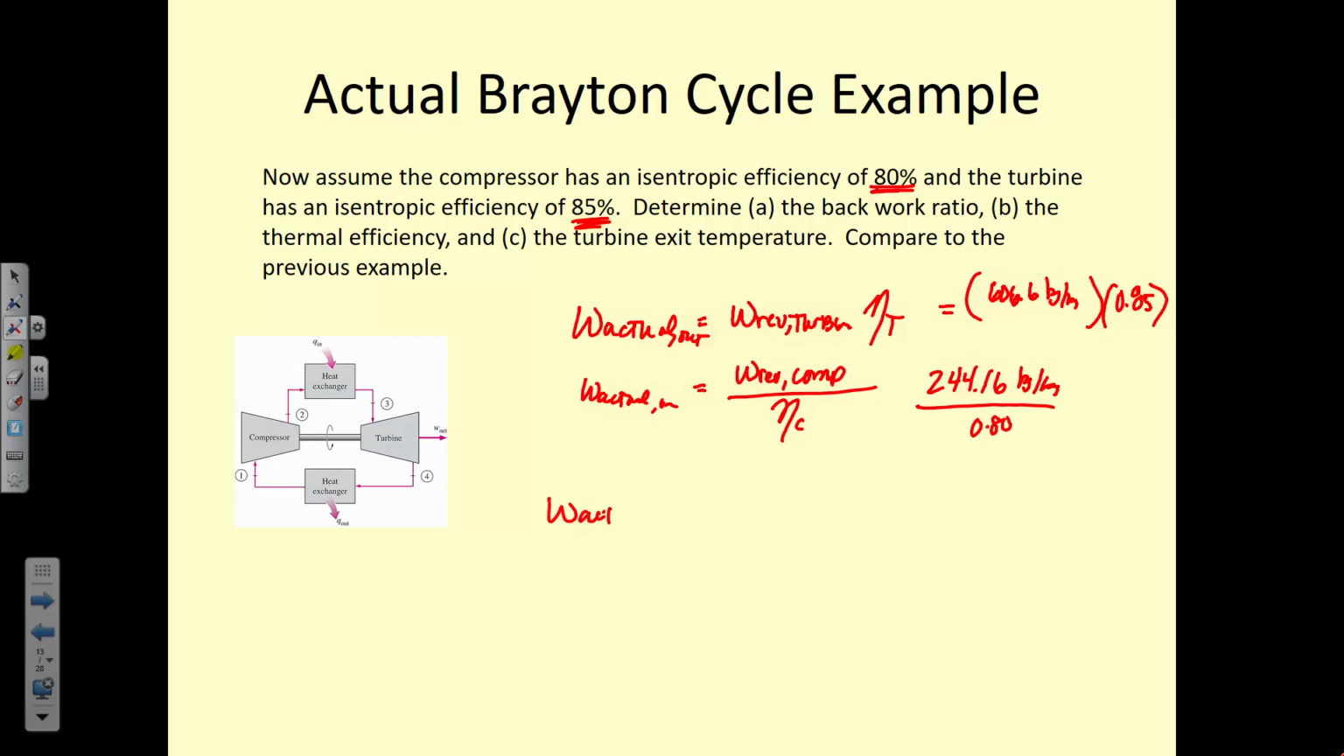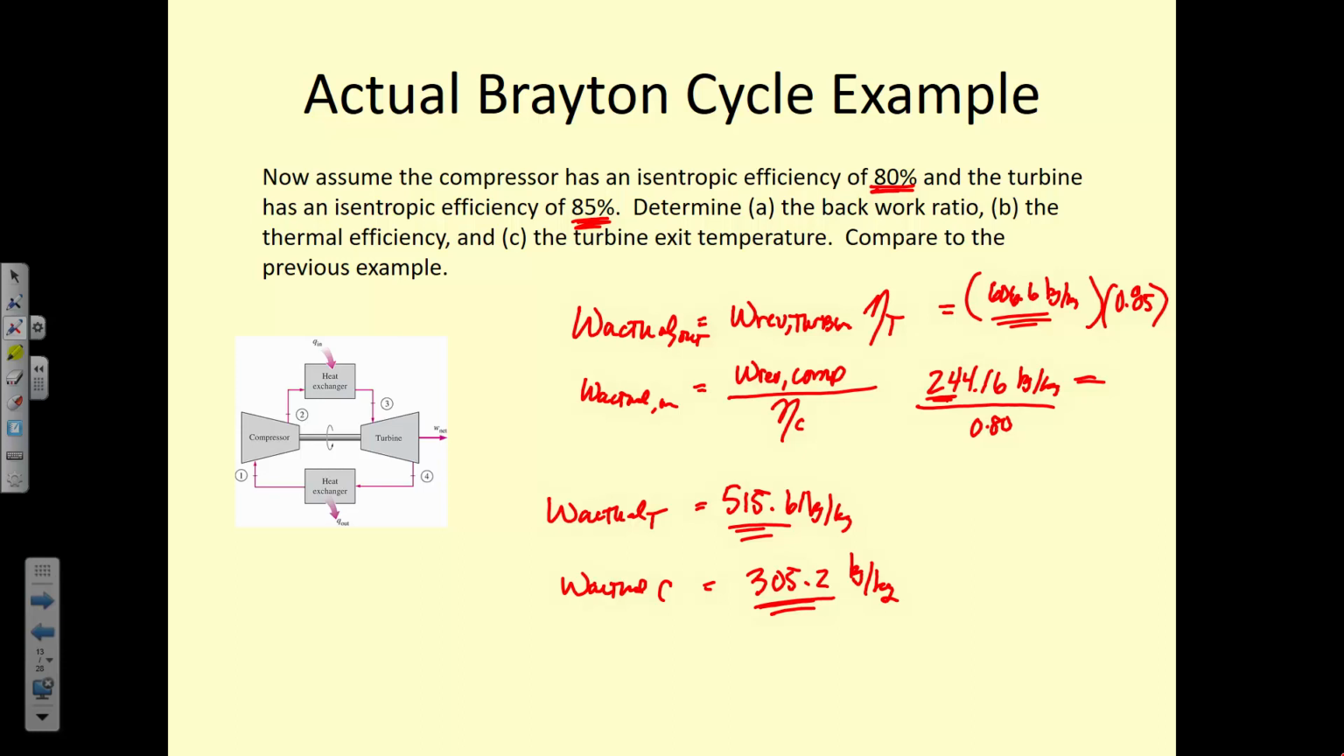So we find work actual for our turbine is equal to 515.61 kilojoules per kilogram. And work actual for our compressor is equal to 305.2 kilojoules per kilogram. Okay, so our isentropic turbine work was 606, we decreased to 515, and our isentropic compressor work was 244, we increased to 305.2.